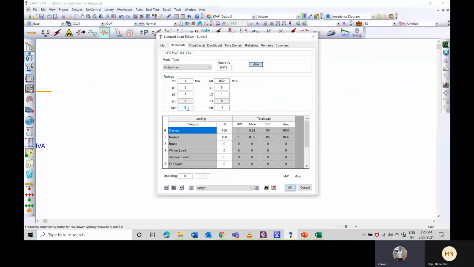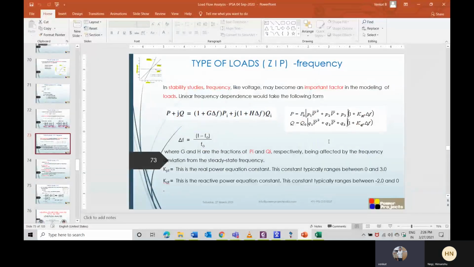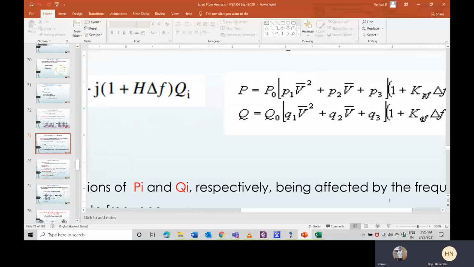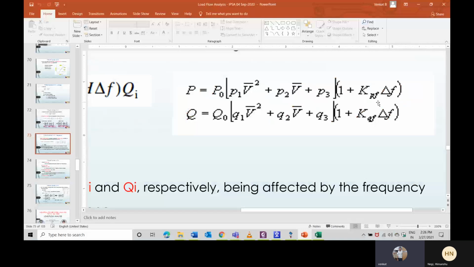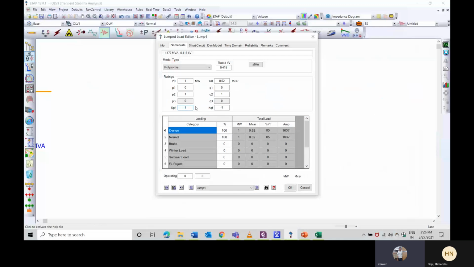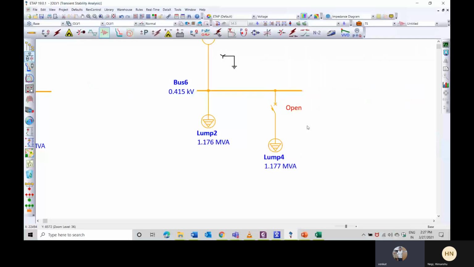In order to consider the frequency in our calculation, I have put the kpf value as 1, right? If I put kpf value as 0, then this frequency term will not come into action, because it is multiplied by this factor. If I put 0, then the change in frequency will not have an impact. To show that impact, I have put 1 here, and to show the reactive power impact, I have put this kqf as -1. Then I will click OK.